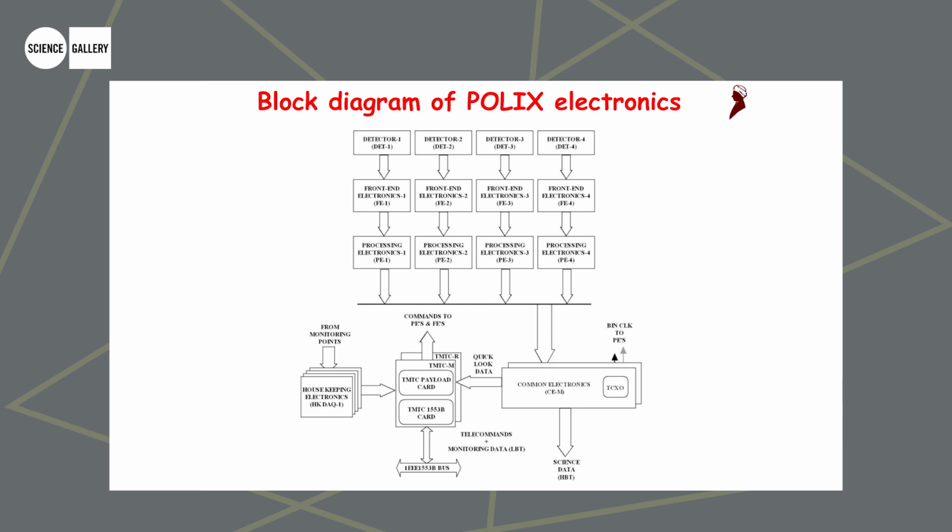And likewise, the health parameters of the entire system also have to be monitored. For that we have a housekeeping system. The housekeeping system will have ADCs for measuring different voltage levels and threshold settings, and it will be sending to a TMTC payload card. From the TMTC payload card, it will be sent to a 1553B card, and then it will go to the satellite bus. Here also 2 such cards are used, because if one card fails, the other card will take over. The commands also will be sent through the TMTC cards.